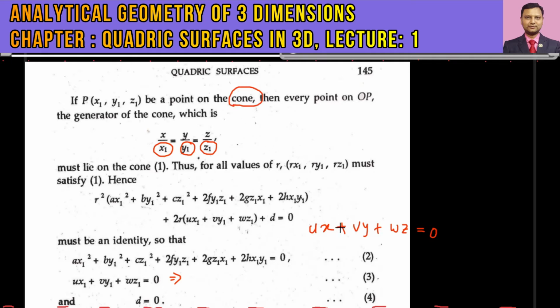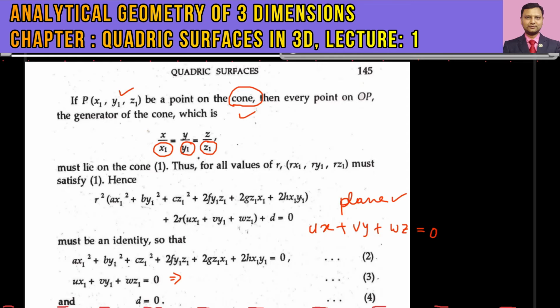So it can never be a point on a surface like this. Why? Because this surface represents a plane. This is the equation of a plane. So once this point lies on this kind of cone, it cannot be a point lying on this plane.